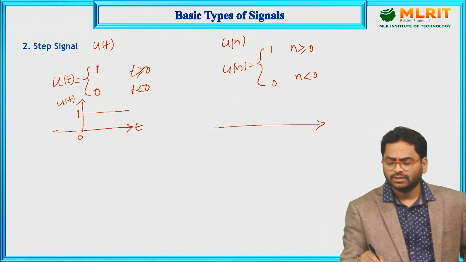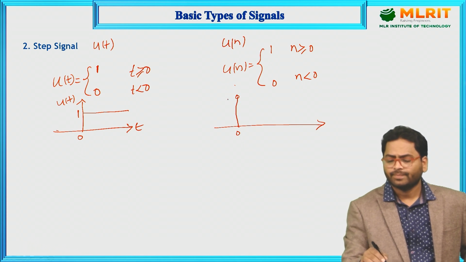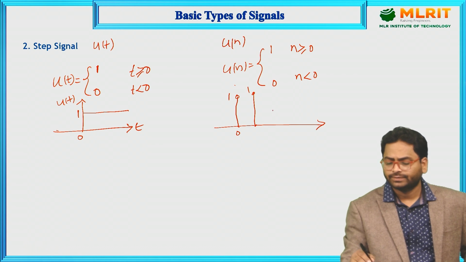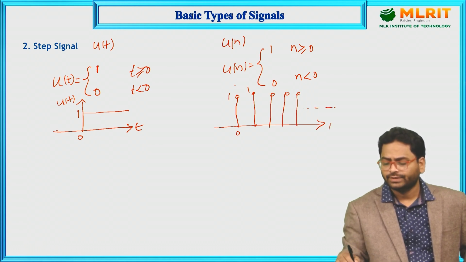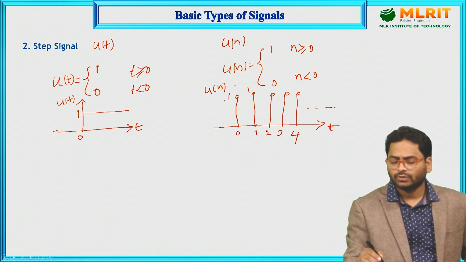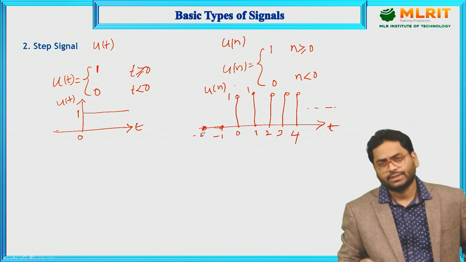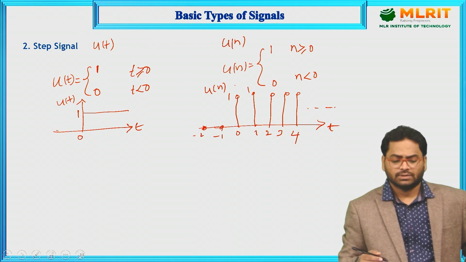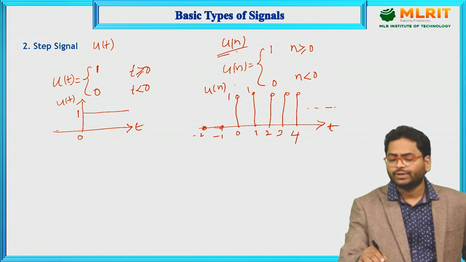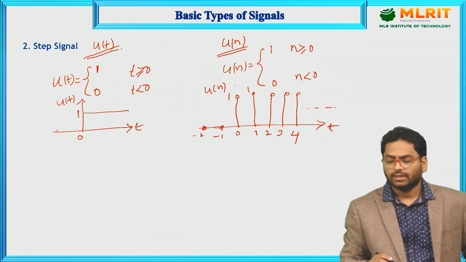At 0 the amplitude is 1, and above 0, at 1, the amplitude is 1. That means all the remaining values up to infinity, time 0, 1, 2, 3, 4. So this is u of n. What about at minus 1? The amplitude is 0, at minus 2 amplitude is 0. This is the graphical representation of the step signal in the discrete domain, u of n, and u of t is the continuous domain.